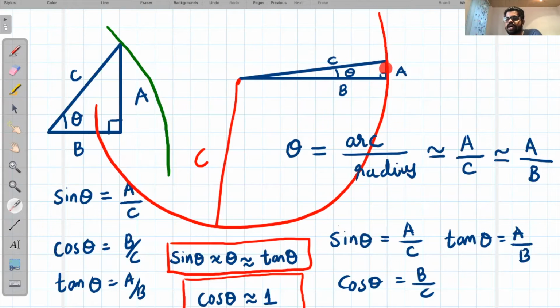As you see, this approximation can work only if your angle theta is very small. If your angle theta is not small, this side can never be approximated with this arc. And here in this case, I can never draw such a circle whose arc can approximate this opposite side, which is why these approximations work only if the angle we have here is small enough.